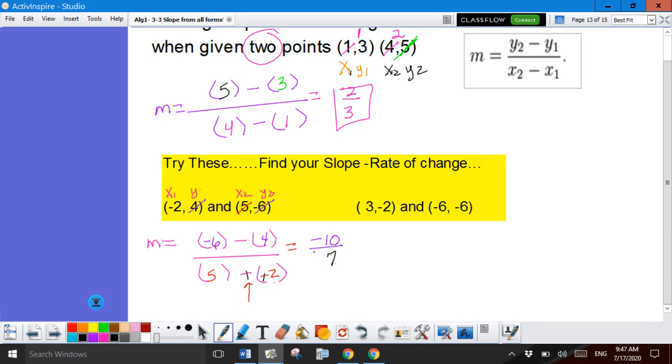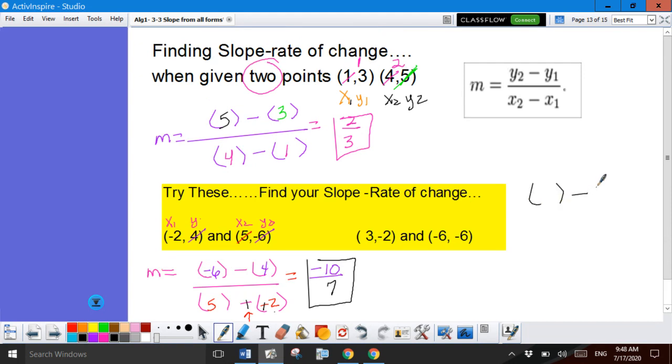So negative 10 over 7, that does not simplify. So that slope is done. And slope is going to stay improper. We never write slope as a mixed number. Okay, it's always going to stay an improper fraction. All right, go ahead and hit pause. See what you can do with this next one. See if you can come up with the slope.